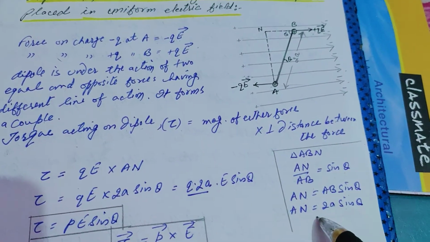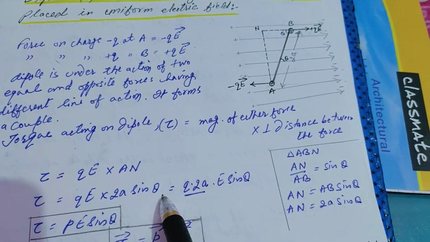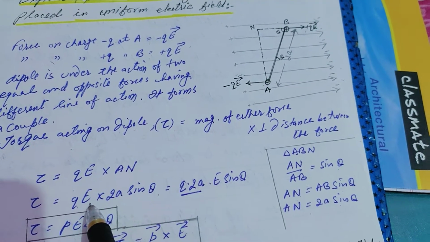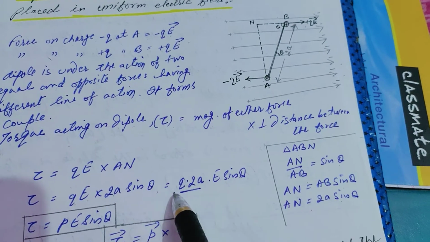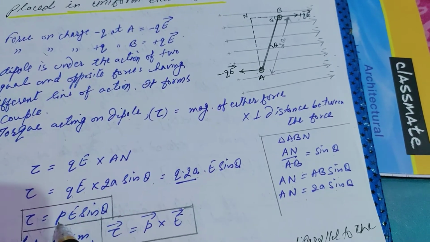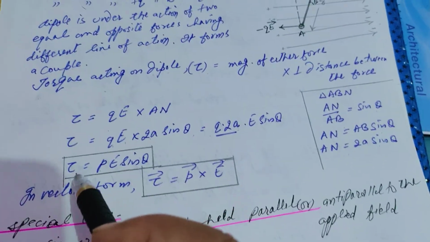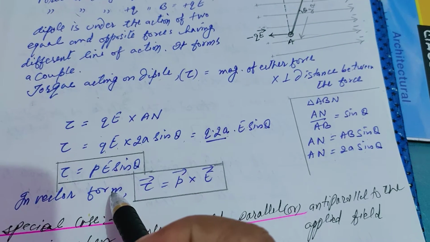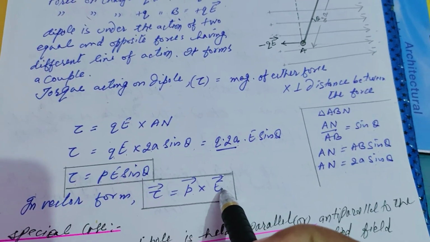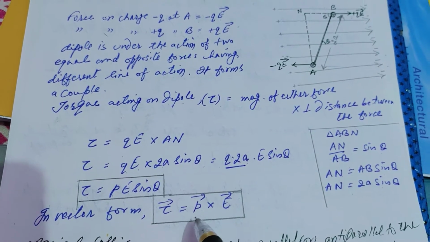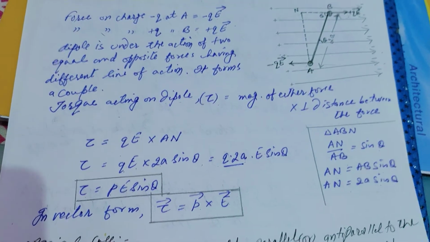So substituting the value of AN as 2a sine theta, q into 2a is written, then E sine theta is there. q into 2a, charge into dipole length, is the electric dipole moment, denoted by p. So tau is pE sine theta, or in vector form it is p cross E. So this is the required expression for torque acting on an electric dipole placed in a uniform electric field.